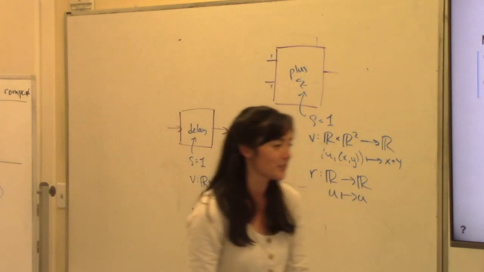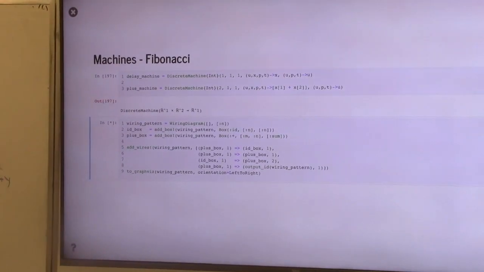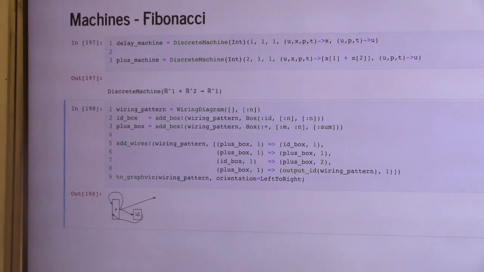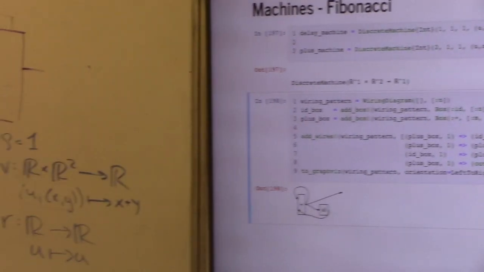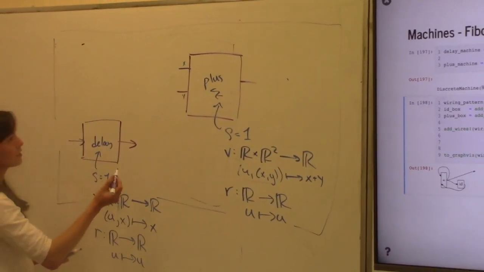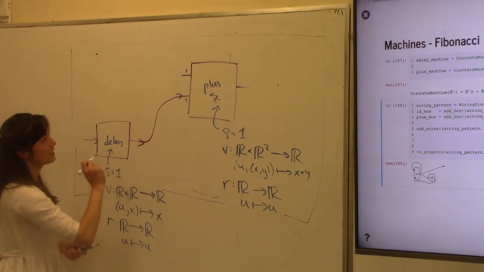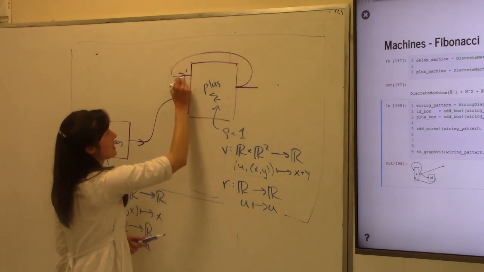So here I have 2 very reasonable machines. What am I going to do with them? I'm going to compose them according to this pattern. CATLAB is great, but sometimes it makes silly-looking wiring diagrams, so let me tell you what that looks like. I have my delay box and my plus box, and CATLAB has put them on different sides. But the picture is, I'm going to take my delay, and send that as one of the inputs. I'm going to take the output of my plus, and send it also as one of the inputs.